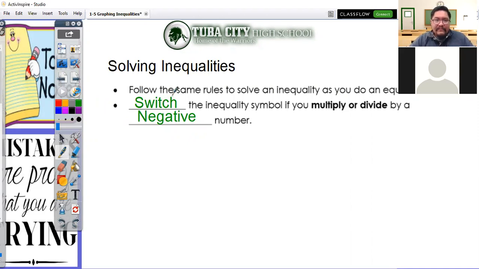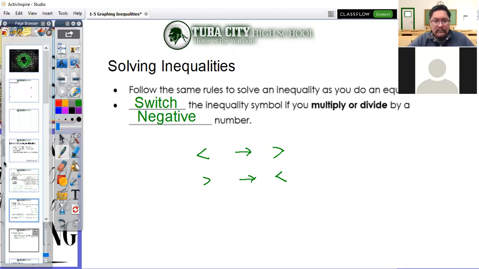This is the exception. You have to switch the inequality symbol if you multiply or divide by a negative number. So multiplying or dividing by a negative, you are going to have to switch the sign. If you have a less than, it will change to a greater than. If you have a greater than, it will change to a less than. So you will flip the sign. Again, that's the only one that you really have to watch out for.